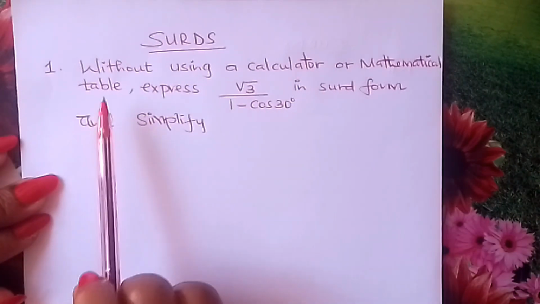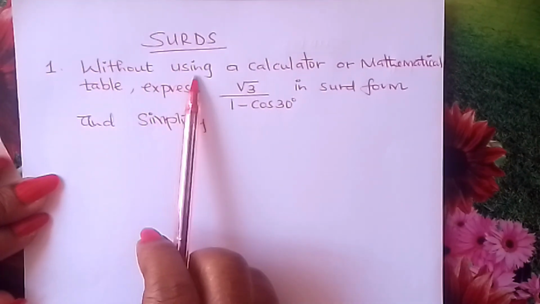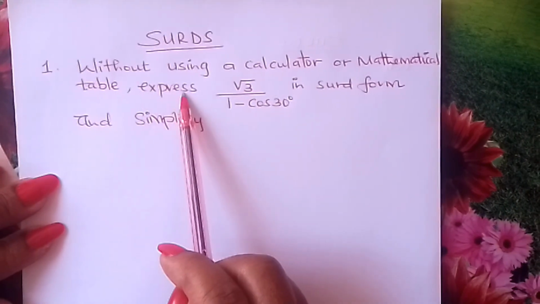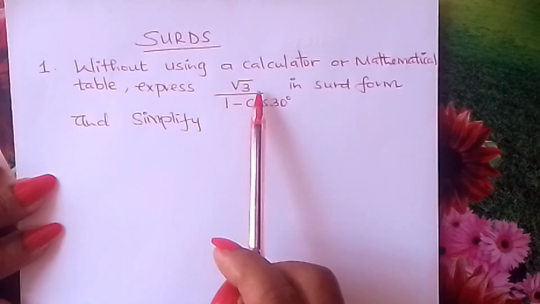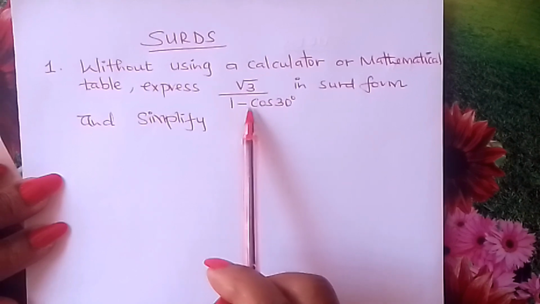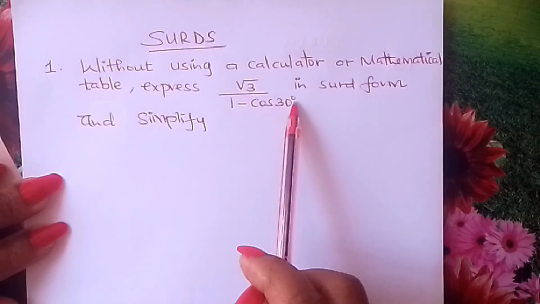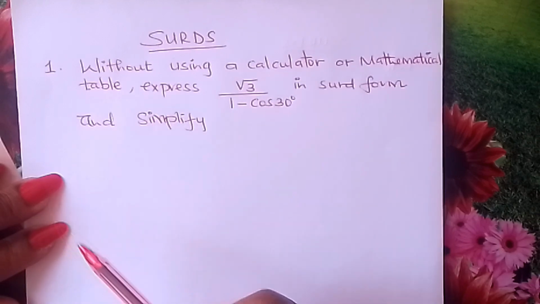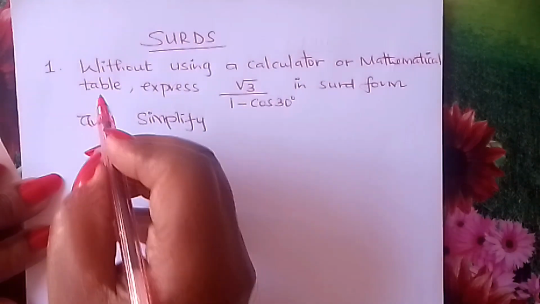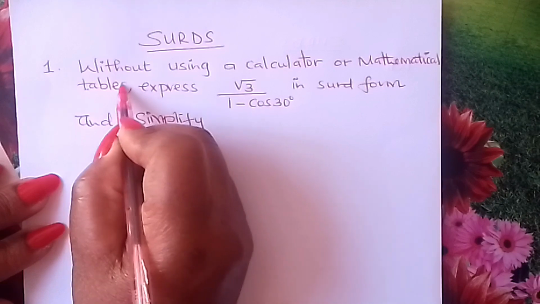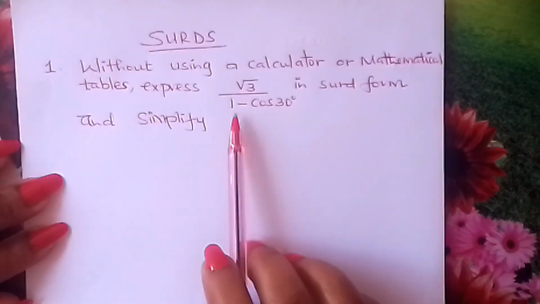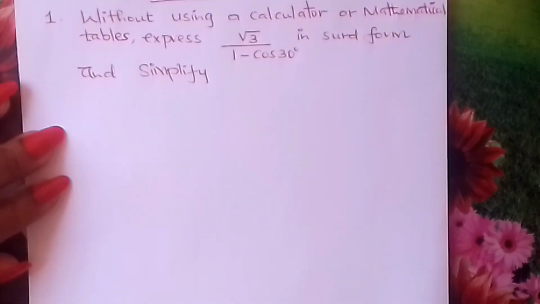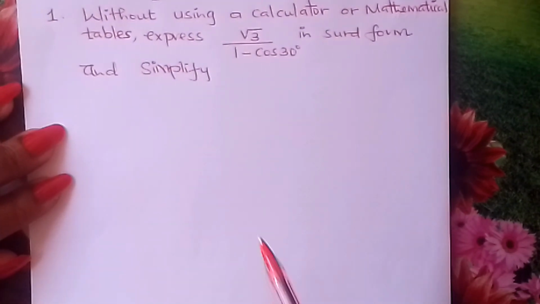Welcome. We are told that without using a calculator or mathematical tables, express square root of 3 over 1 minus cos 30 degrees in Surd form, and then simplify. So how do we go about this, learner?